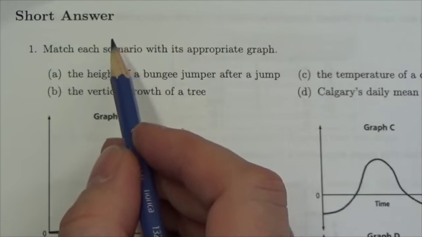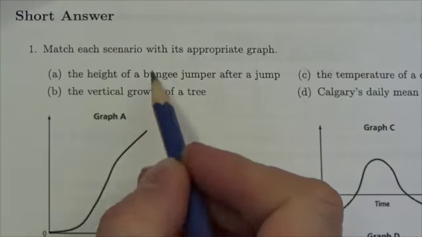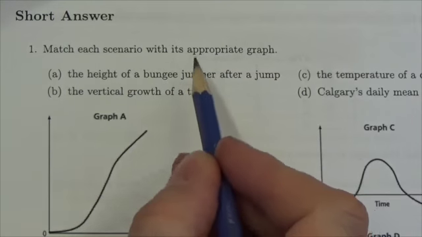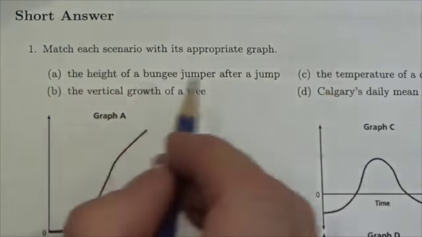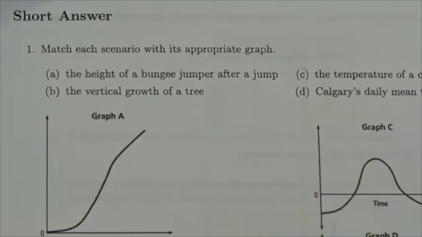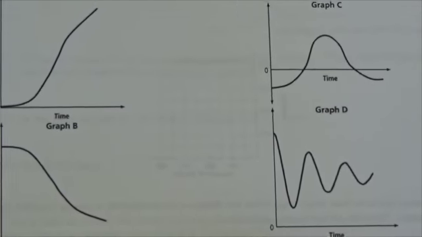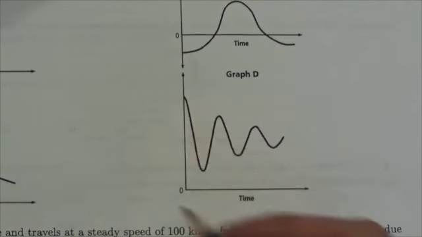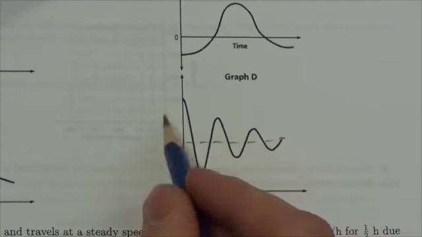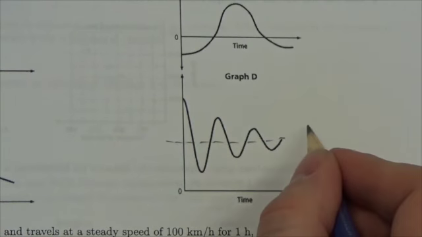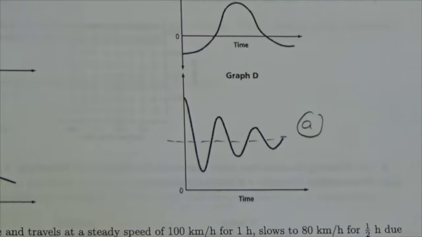The bungee jumper would come down and down, bounce back up, down, bounce back up, but then it would be less and less of a deviation from the mean as the bouncing goes. So let's just take a quick look at these graphs here. Well, this one right here seems to have that pattern. Here's our mean, somewhere in the middle here, bouncing back and forth. So this is our A. That makes probably the most sense here.